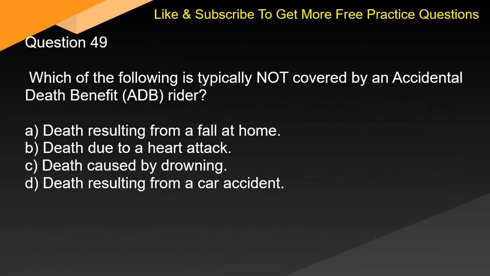Question 49. Which of the following is typically not covered by an accidental death benefit ADB rider? A. Death resulting from a fall at home. B. Death due to a heart attack. C. Death caused by drowning. D. Death resulting from a car accident.